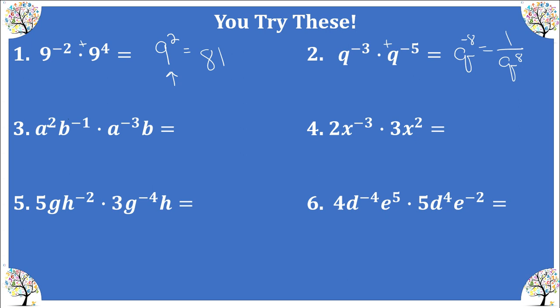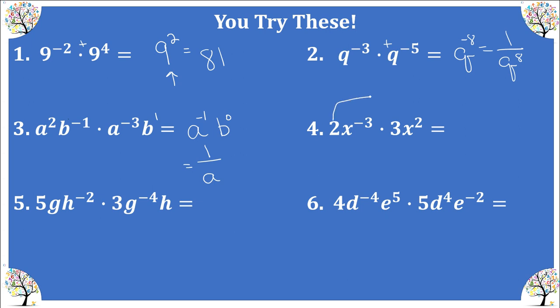Number 3, we have a squared times a to the negative 3. So we have 2 plus negative 3. That is negative 1. Then we have b to the negative 1 times b to the 1. That is b to the 0. So a to the negative 1 gets moved to the bottom and becomes a to the positive 1. B to the 0 is 1. And this is our final answer.